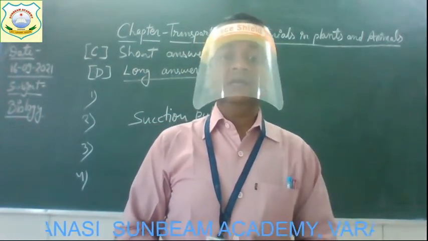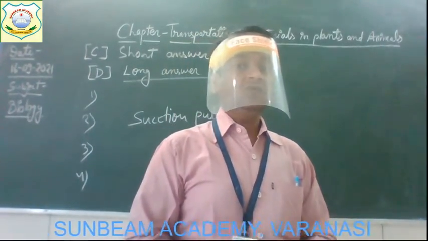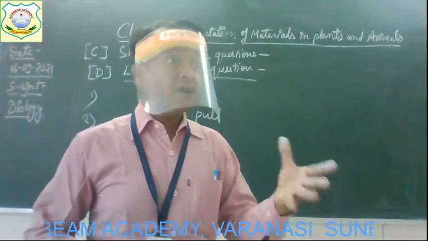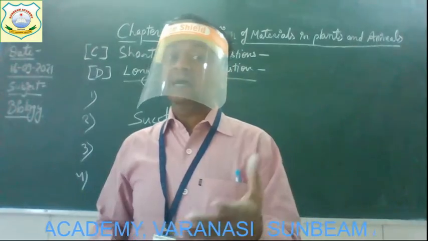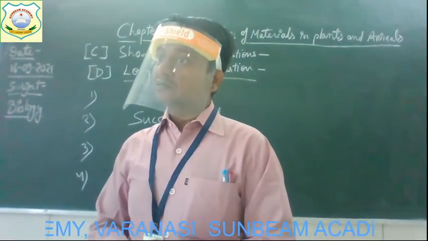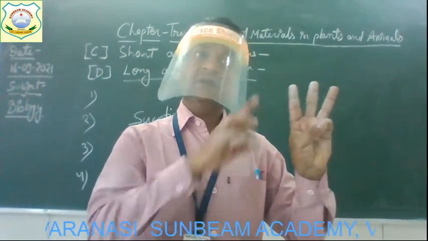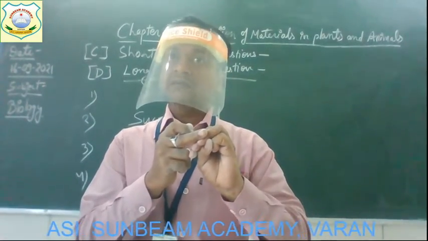And the third organ is the heart. And the main function of the heart is what? The heart is responsible for what? Pumping of blood. So you can write that the heart pumps blood to all parts of the body. Okay? Understood? The function of the three components of the circulatory system: function of blood, function of blood vessels, and function of heart.